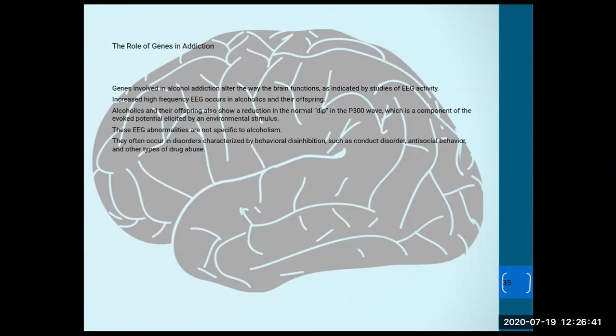So just showing that there is a connection there, even though the P300 wave itself is not an indicator exactly of what's going on. We can look at brain structure, we can look at brain reactivity, brain wave function, and genetics to get an idea. And it just shows you how complicated this is, and that it's definitely not just a lack of willpower.